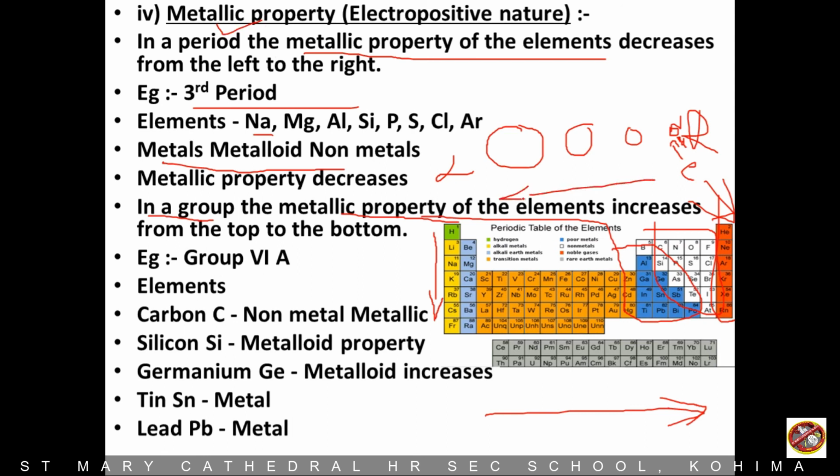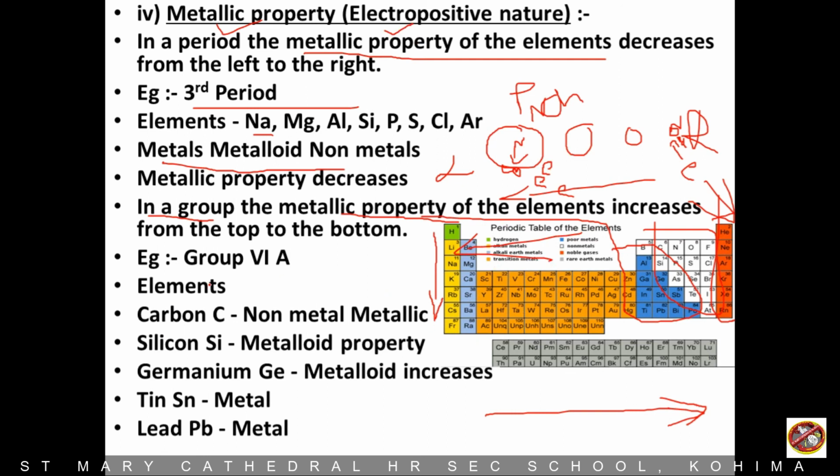But on the leftmost side, you'll see that the size is too large. The nucleus has fewer protons, right? Fewer protons means less nuclear charge, and less nuclear charge means less tendency to pull the electrons in, so these electrons move around freely, showing the metallic property or electropositive property. No wonder metals conduct electricity, because electrons are flowing freely on the left side.